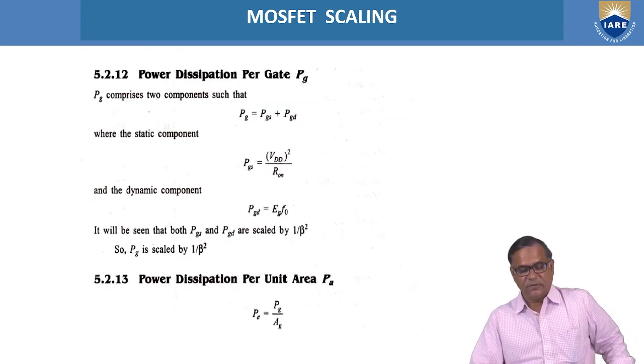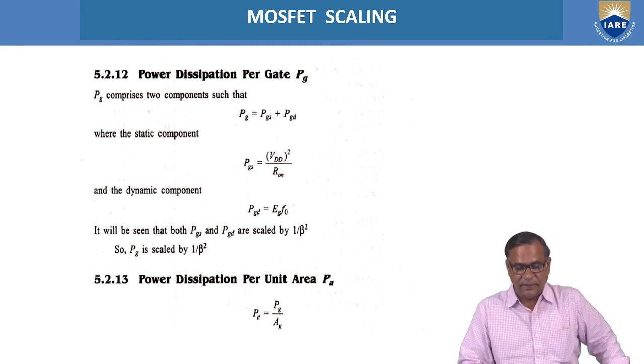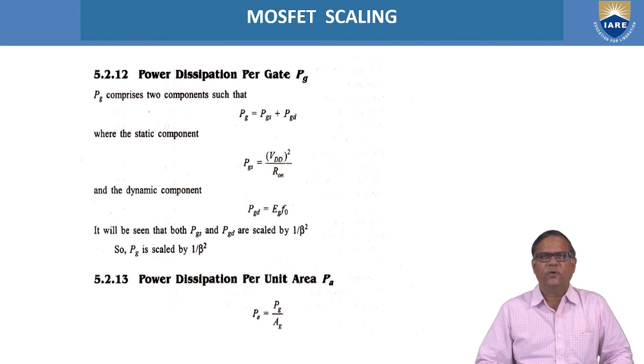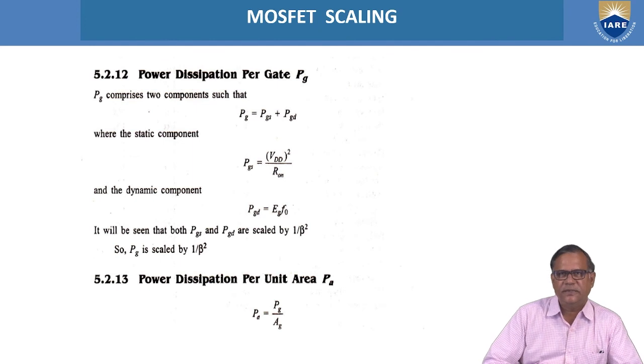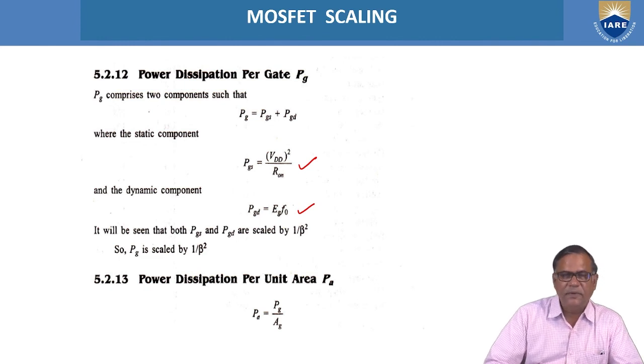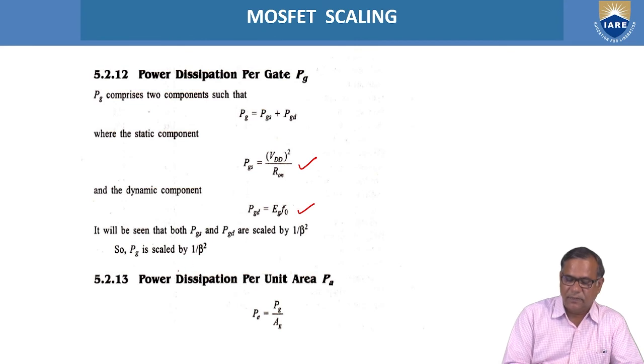Next, let us discuss the power dissipation per gate. The power dissipation contains two components. The two components are PGS and PGD. PGS is given by VDD square by R on, and PGD is given by EG F naught. So you can very clearly see that PGS and PGD both are scaled by the factor 1 by beta square. So we can say that the power dissipation is scaled by the factor 1 by beta square.